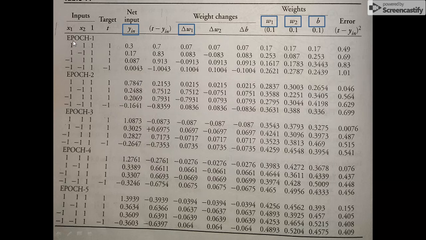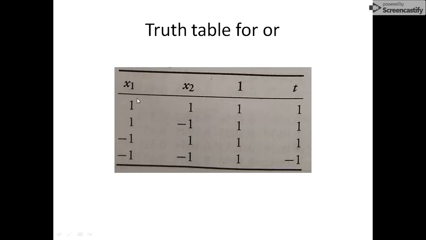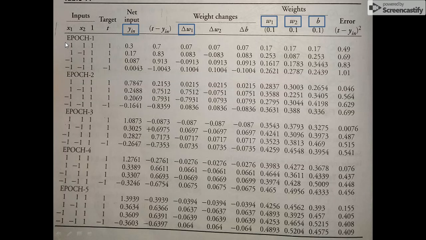Here we are taking different epochs. In the first epoch, we have taken all the inputs that we have in our function. So in this function, x1 and x2 are the inputs, and this is our target. We have taken this input line from here. Then we have to calculate the net input, which we represent using yn.